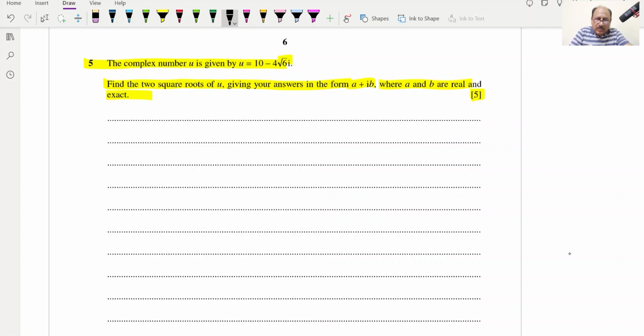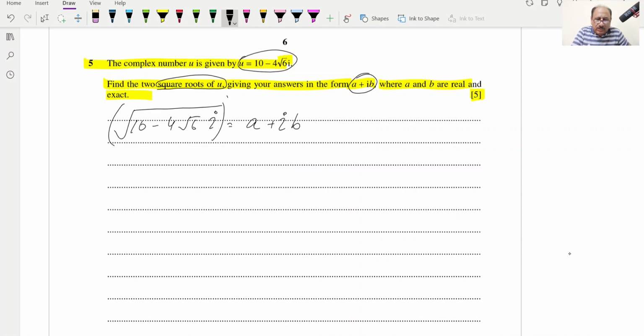We can write this one in the form of this one, so we can equalize. This will be 10 minus 4 under root 6 iota. The complex number, find the two square roots of u. So to find the square root, we will take the square root of this one, and this is in the form of a plus iota b. We can equalize this. So now we can take square on both sides, this one and this one. So square and root will be cancelled, and we will get 10 minus 4 under root 6 iota is equal to a squared plus iota b squared, where iota square will be minus 1. So minus b square, and plus 2ab iota.